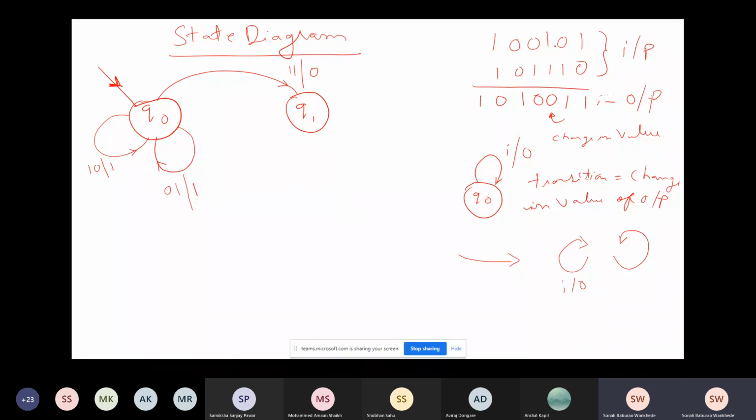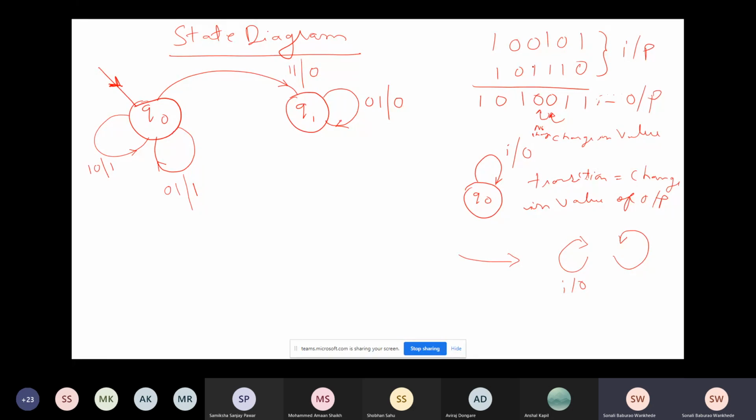Okay. Now check. The next value we are getting is 0, 1. 0, 1 gives you 0. So is there a change in value over here? No, ma'am. There is no change. So what does that mean? The transition remains in the same state. So I will show that like this. Inputs are 0, 1, and my output is 0. I am not changing the state because I'm not getting a change in output.